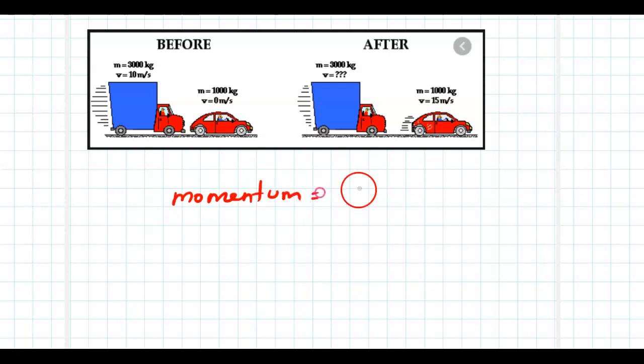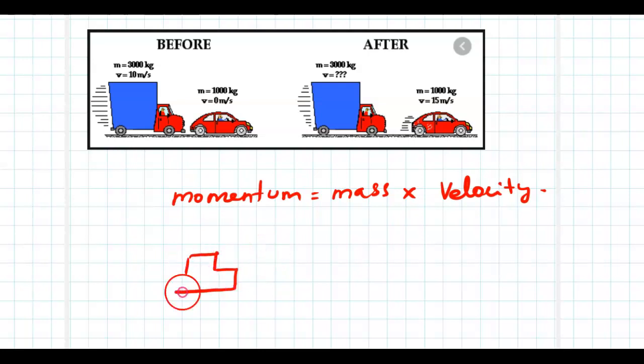Momentum. The formula is mass multiplied by velocity. Any object which is moving will have momentum. In simple case, now here we have a car, and the car is not moving, 0 meters per second, but it has mass. But the momentum is zero here.